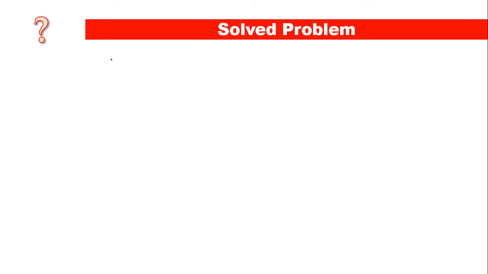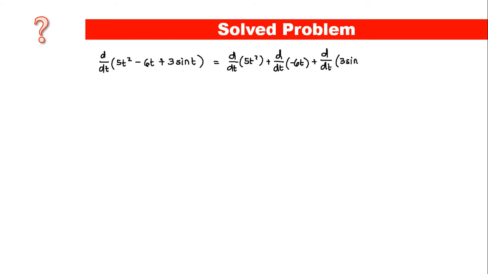So, let's try to solve another problem. We are to find the derivative with respect to t ng 5t squared minus 6t plus 3 sine of t. Okay? Sine of t. So dito, i-apply natin yung distributive, no? Ibig sabihin, kada term dun sa ating polynomial or expression or yung ating function, pwede natin kuhanan ng derivative, no? Therefore, it is now equal to the derivative with respect to t ng 5t squared plus the derivative with respect to t ng negative 6t plus the derivative with respect to t ulit ng 3 sine of t. Right?